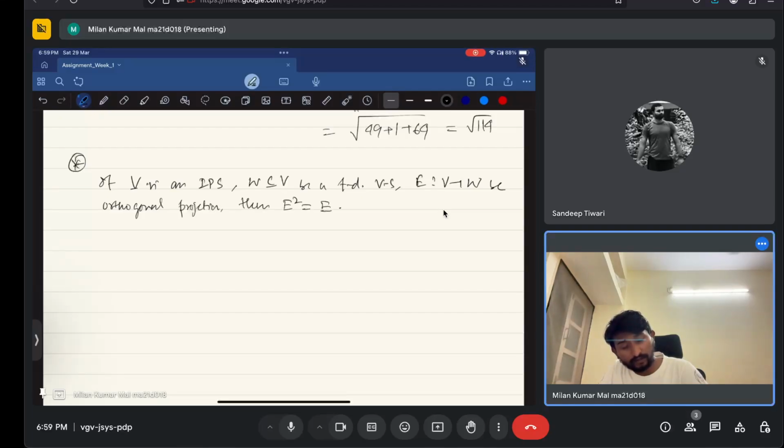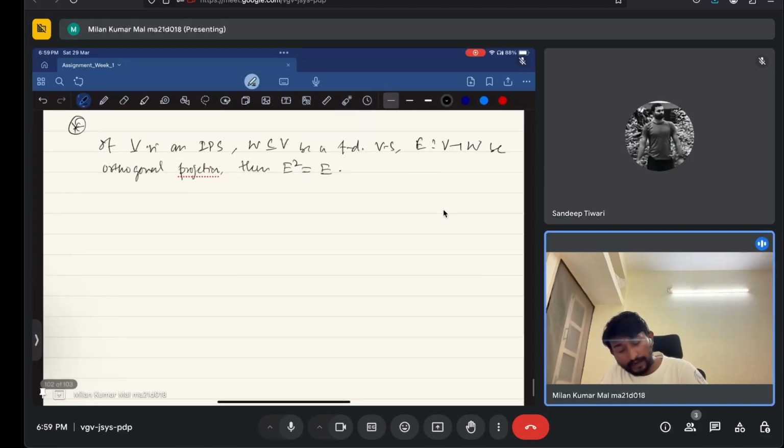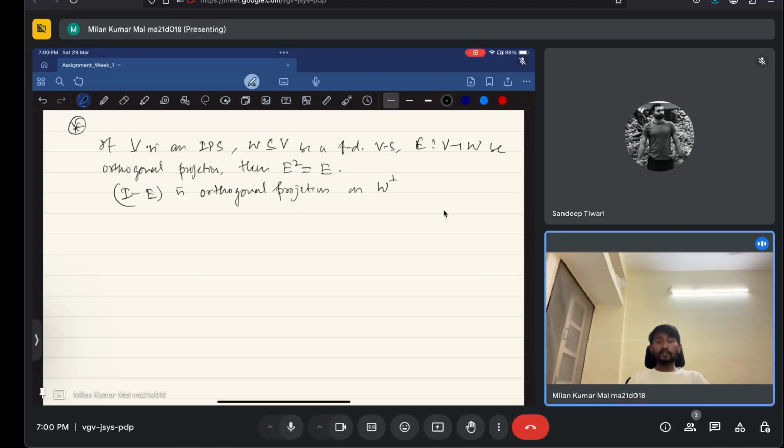We have this fact, and the other thing is that I minus E is also an orthogonal projection. This is the orthogonal projection on W perp. But I didn't say what W perp is, that is the orthogonal complement.